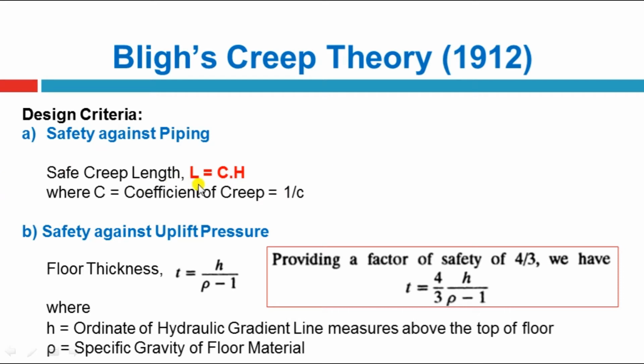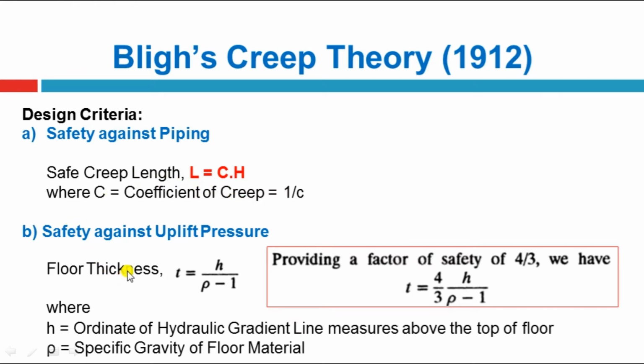Safe creep length L is equal to C into H, and one of the parameters is H by L is equal to 1 by C, which is less than or equal to 1 by C. So no danger of piping. Our creep coefficient is inversely related, so increasing its value does not increase the creep value H by L, the C value, with respect to the L by H value. So that is a design factor for safety against piping.